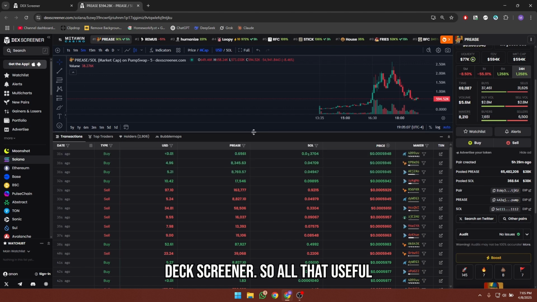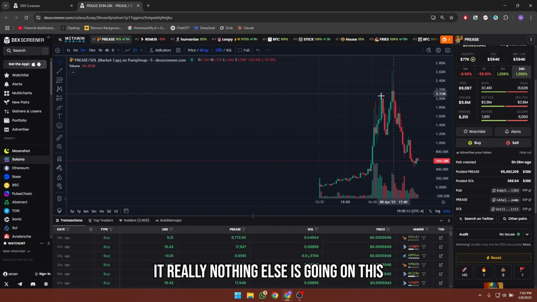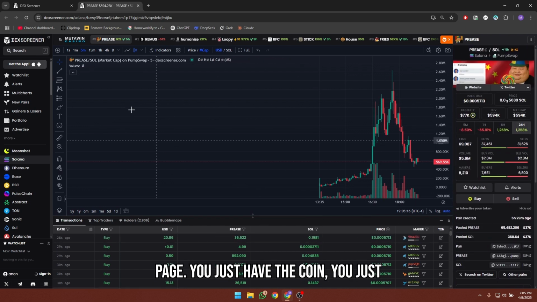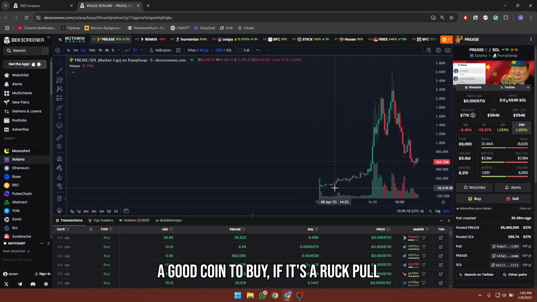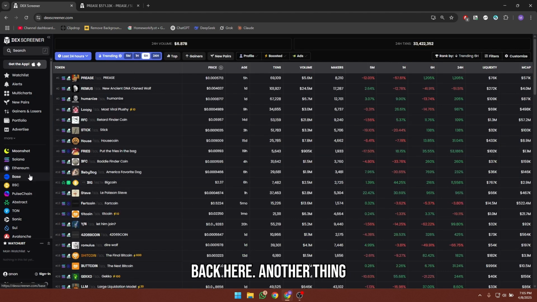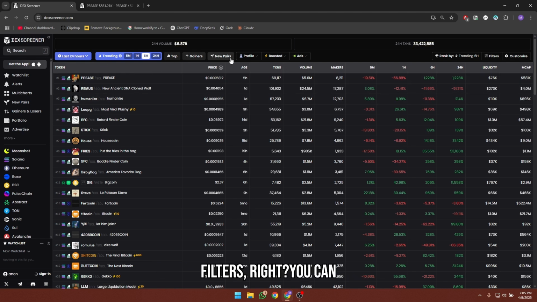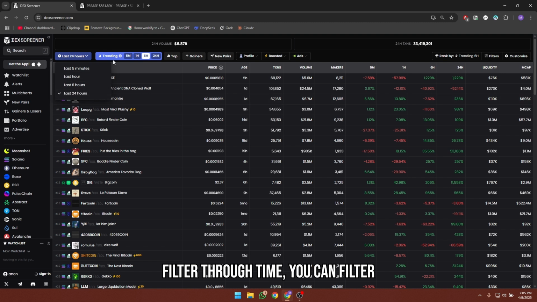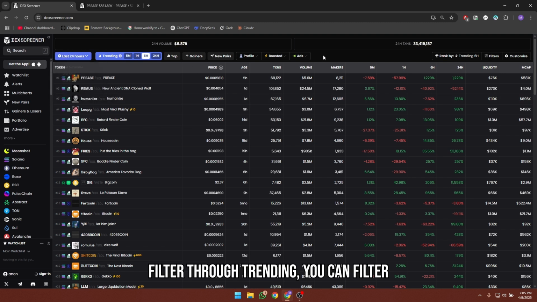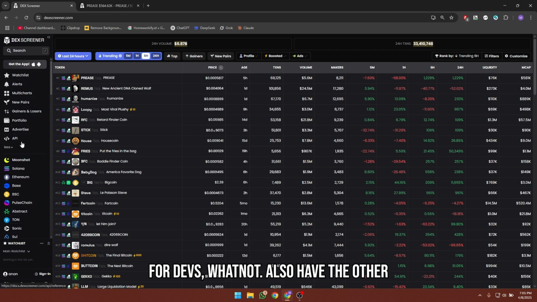So all that useful information is here. And once you familiarize yourself with this, nothing else is really going on this page. You just have the coin, you just have the chart, and you're looking at whether it's a good coin to buy. If it's a rug pull like this, you don't have to do it. Come back here. Another thing that is also really important is your filters, right? You can filter through time, you can filter through trending, gainers, top, new pairs, doesn't matter. And you also have your watch list, your multi charts, your portfolio, etc., APIs for devs, whatnot.